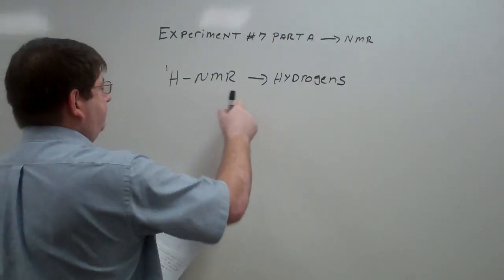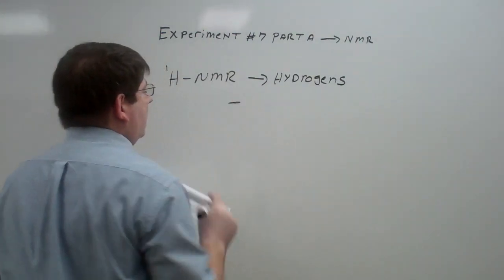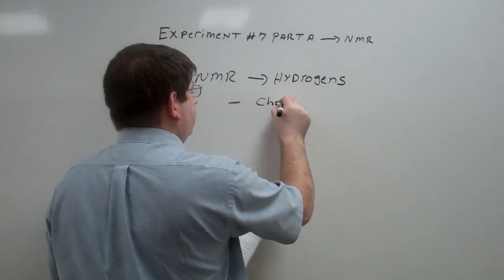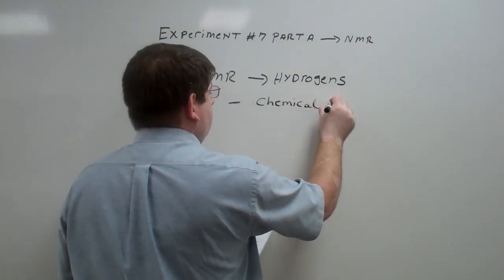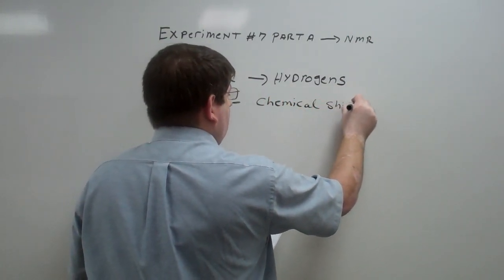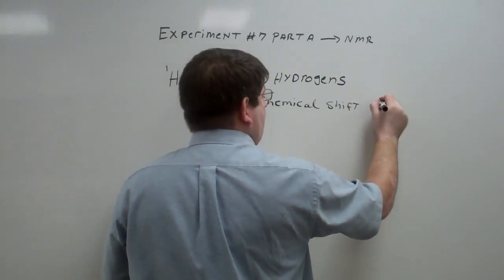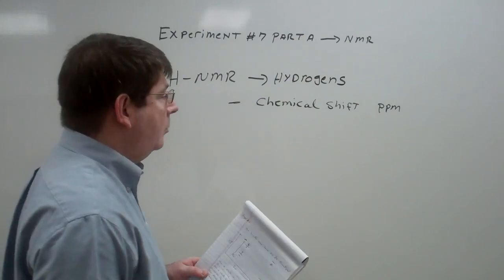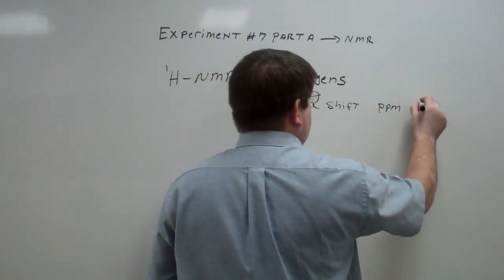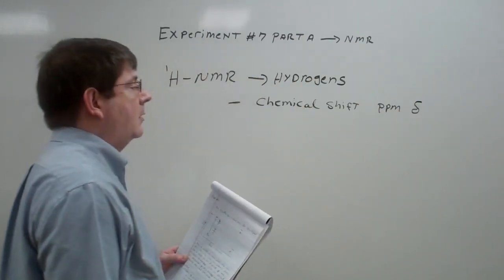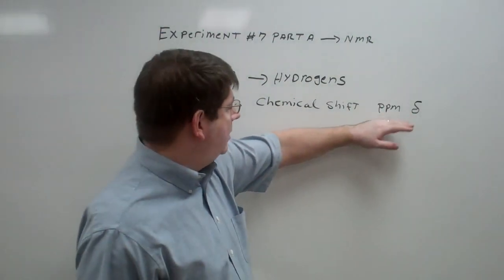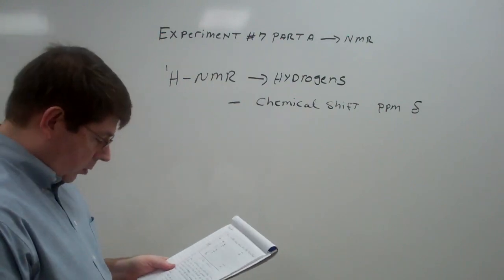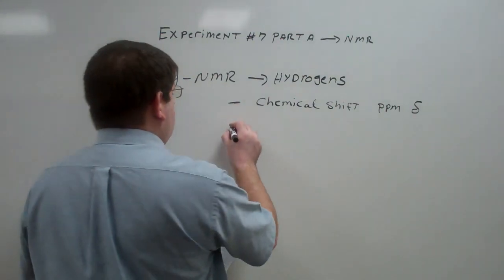But the types of information that we're going to get from an NMR spectrum include the chemical shift, and this is represented as parts per million, or ppm, and we frequently abbreviate that by just using a delta sign. Okay, so when we're talking about ppm or delta, we're really talking about the chemical shift of a particular signal. And you'll see what I mean by that in just a minute.